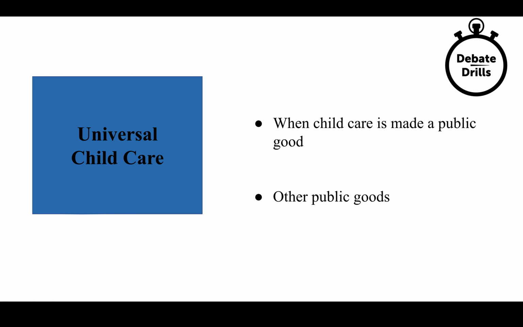There are other public goods that can serve as a model or example for what universal child care might look like. Things like roads, schools, and firefighting services are services provided by the government to the public at large. Everyone takes advantage of these, and these are funded via the government treasury.